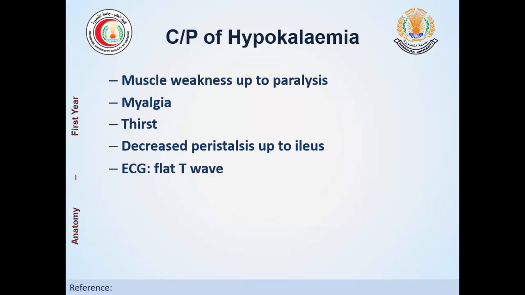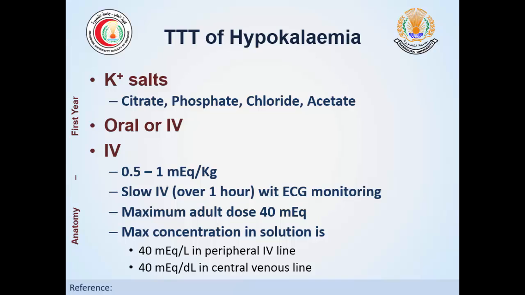What's the clinical picture of hypokalemia? Muscle weakness up to paralysis, myalgia, thirst, decreased peristalsis up to ileus, and the ECG finding will be flat T wave. How can you treat hypokalemia? You can give potassium salts, whatever, potassium citrate, potassium phosphate, potassium chloride, and potassium acetate. You can give it oral or intravenous.